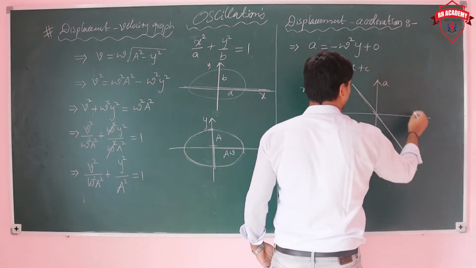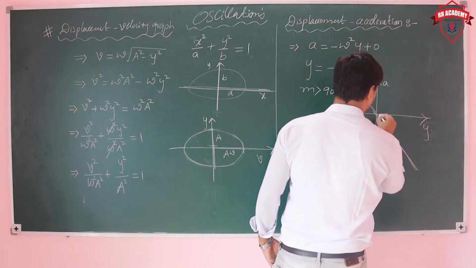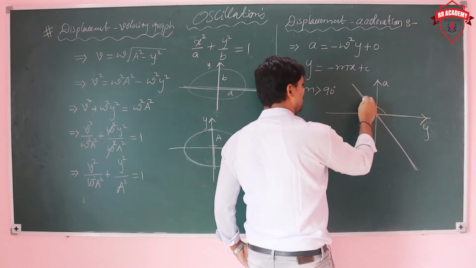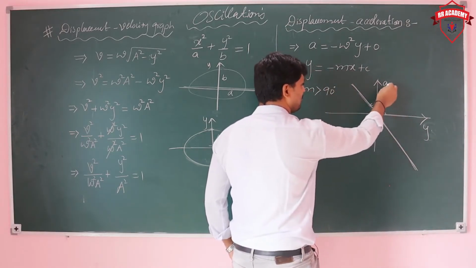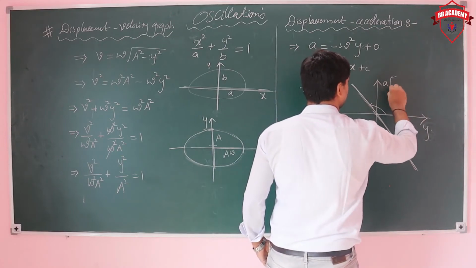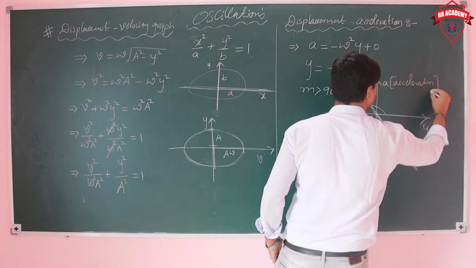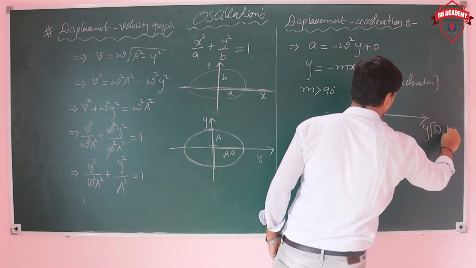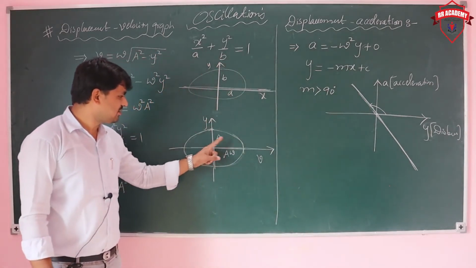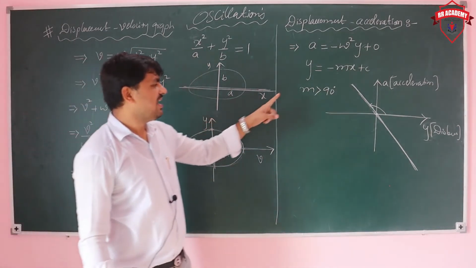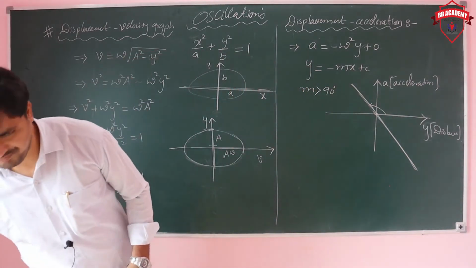This is acceleration and this is y. Y means displacement here, don't confuse. This is the value of m, which is greater than 90. So this is the graph between acceleration versus displacement. Acceleration versus displacement graph. And we will see here.